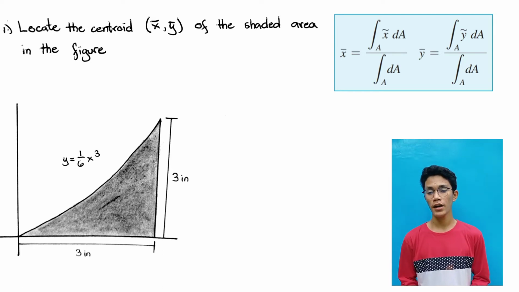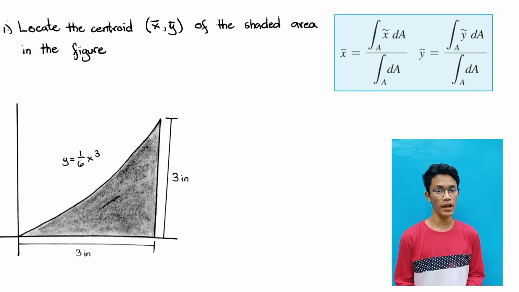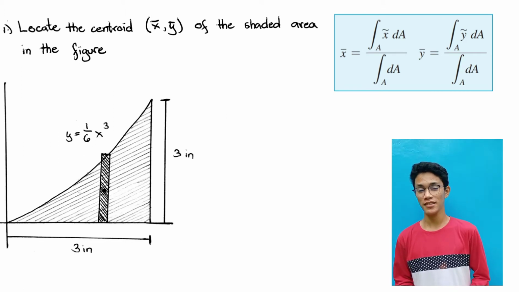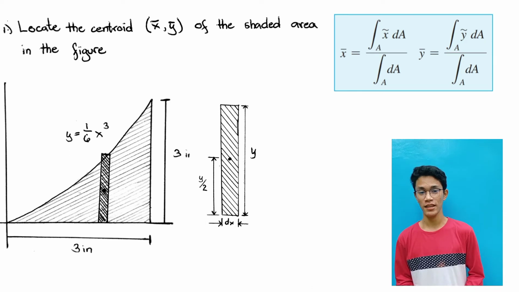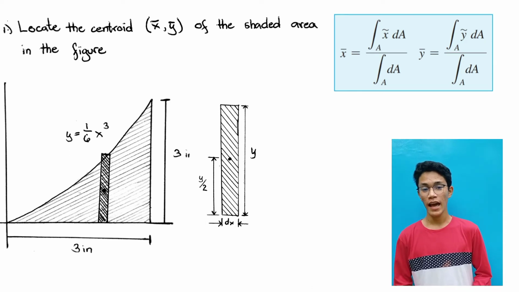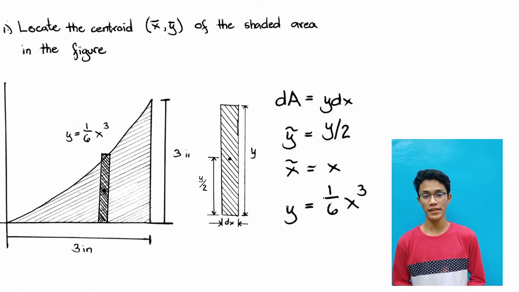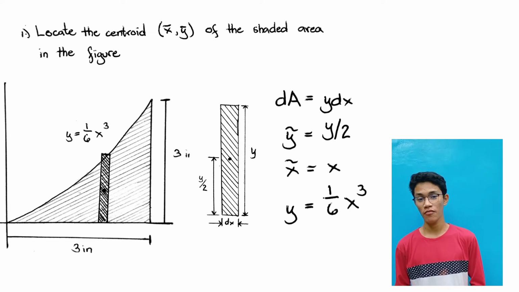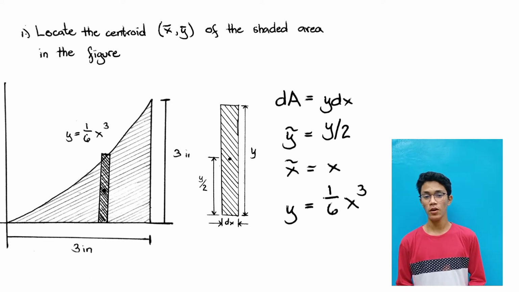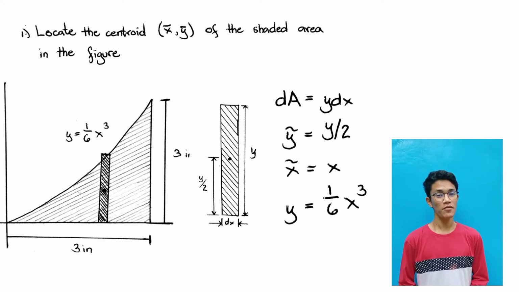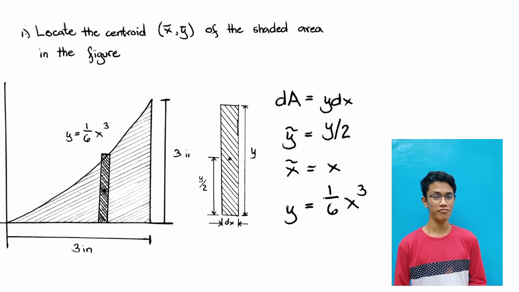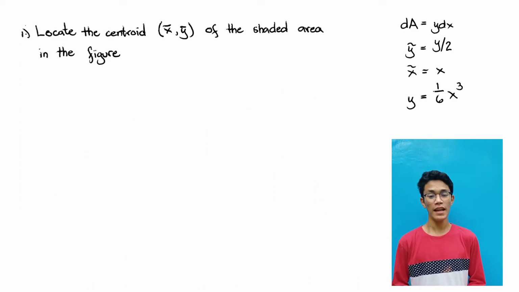From the formula, we are going to identify the value of dA, the x curly, and the y curly. In order to find dA, let us consider a rectangular element parallel to y-axis. It has a thickness of dx and a height of y. So, the value of dA is dx times y. The x curly and y curly are the centroid of the rectangular elements. So, the value of x curly is equal to x, and the value for y curly is equal to half of y.